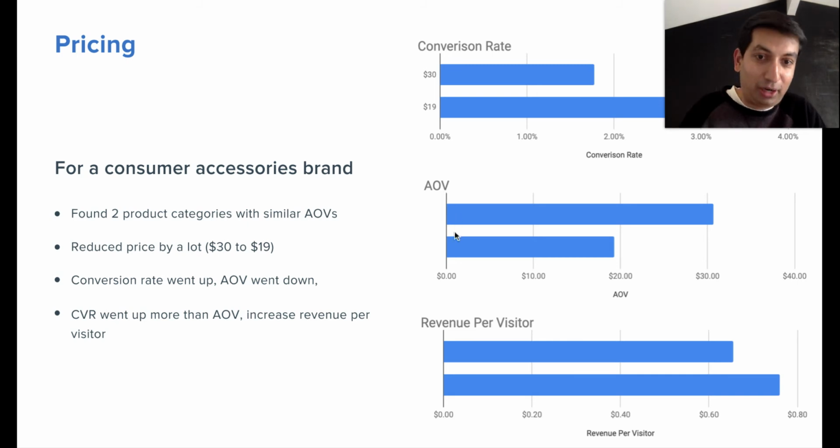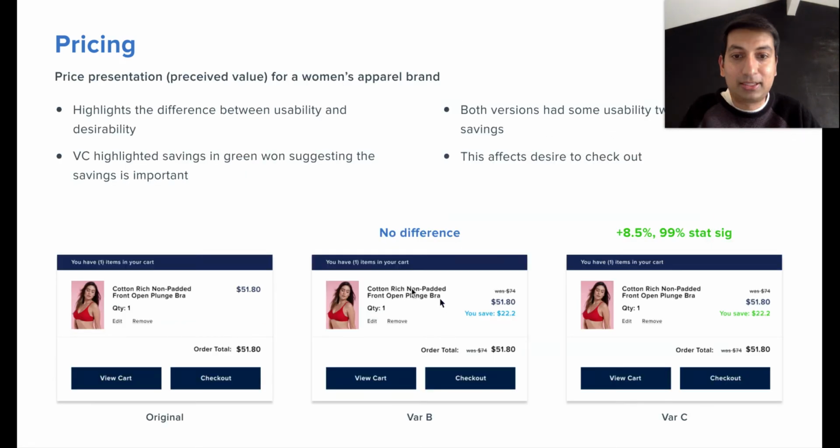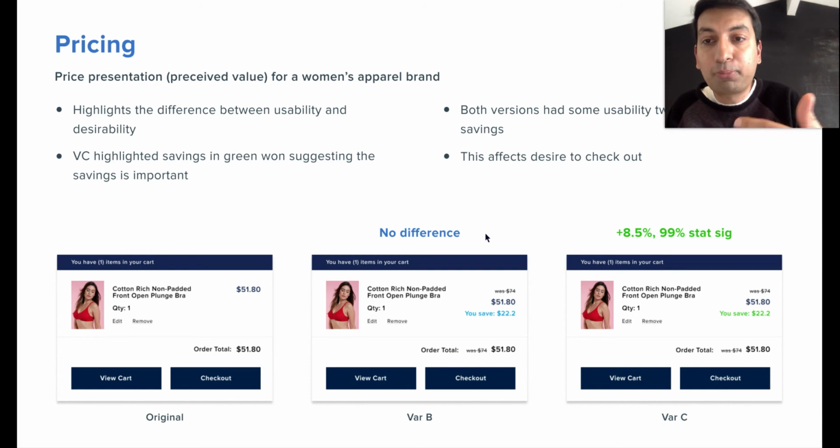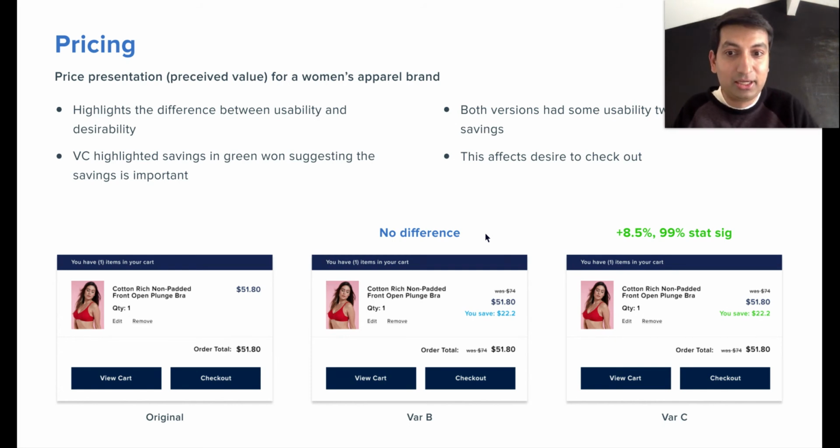But we change the price, and it increases the desire of people wanting to buy at that price. So this is something I highly recommend most sites do and test. Okay. On another hand, this was a women's apparel store. We tested the perceived price and value. So this was the presentation of price, specifically somewhere along the checkout flow, in certain parts of the cart.